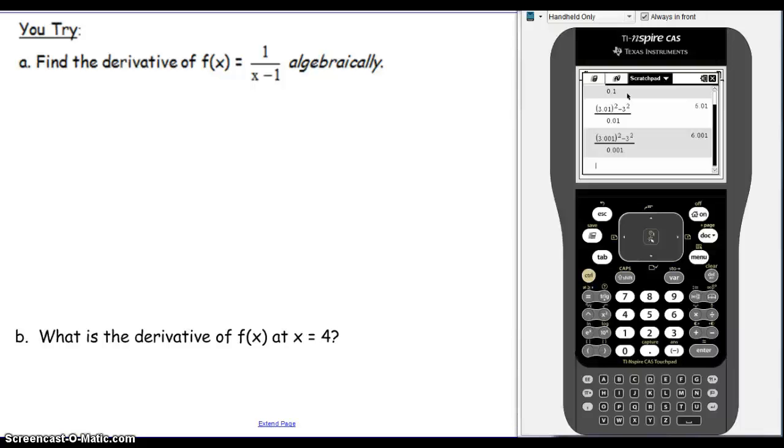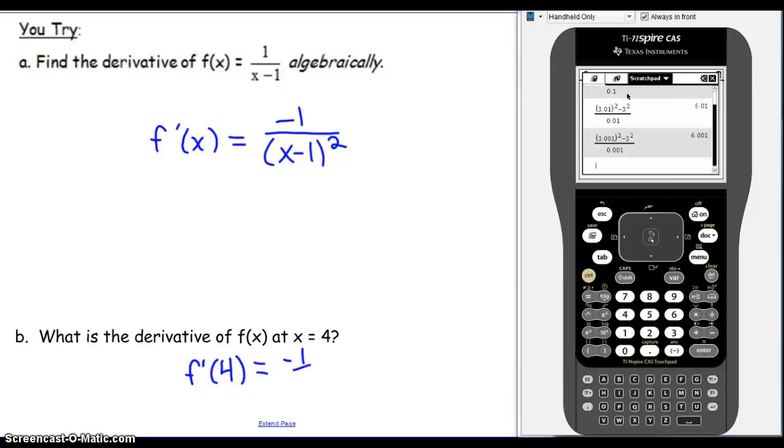So for part A, the derivative is negative 1 over x minus 1 squared. And for part B, you should have gotten that the derivative at 4 is negative 1/9. Again, if you did not get those, please be sure to bring your questions to class.